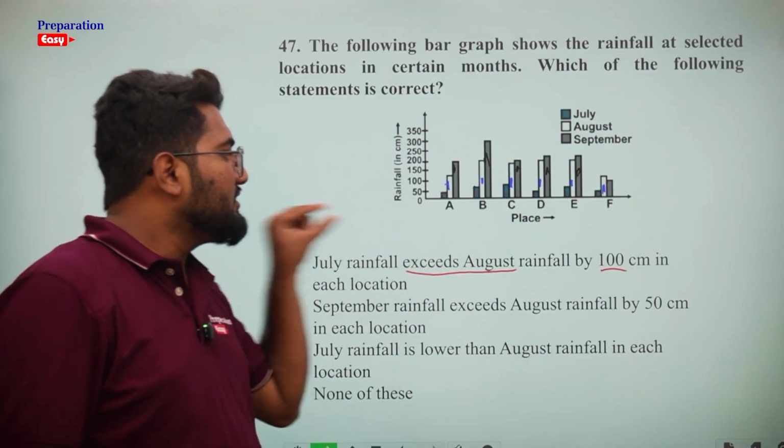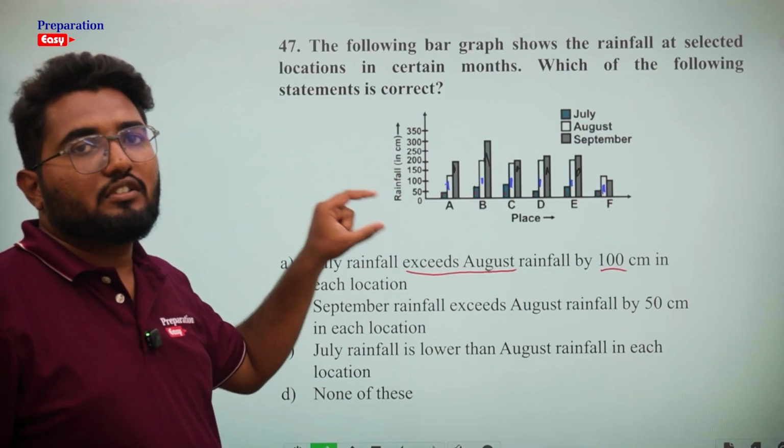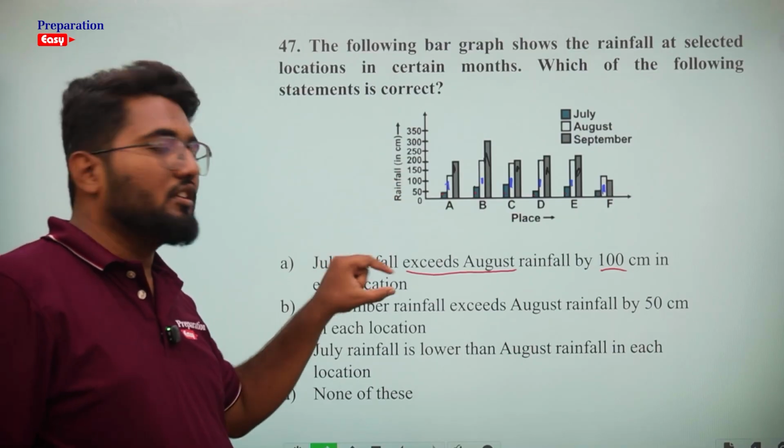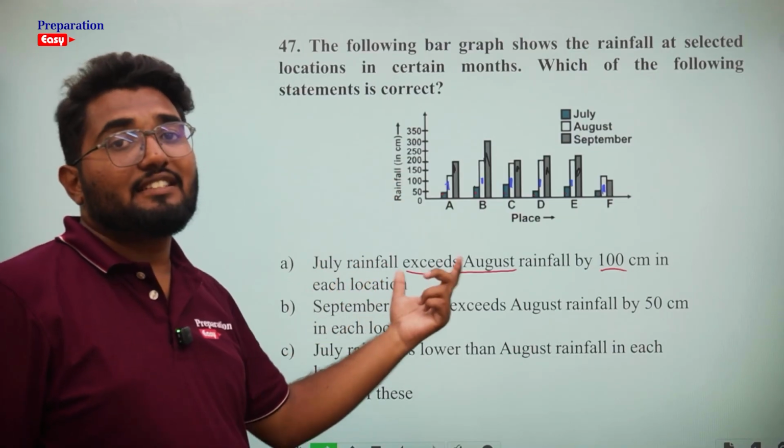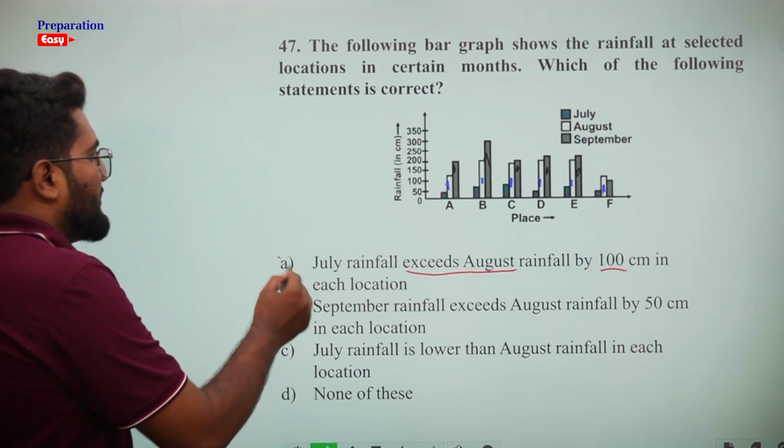Okay. Just look at the graph. July is always less than August. July's rainfall is always less than August. But what it says, exceeds. Exceeds means greater or more. So this option will be wrong.